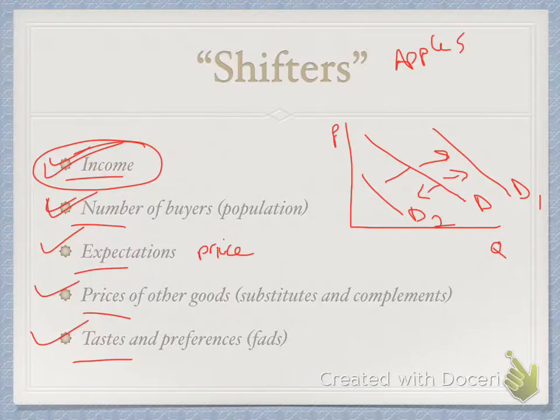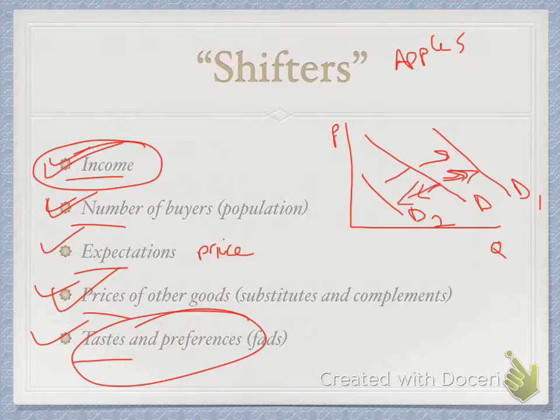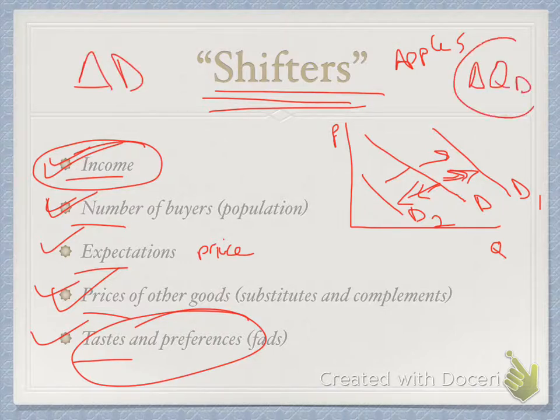We'll practice in class. And the last one, tastes and preferences. It's really cool to eat apples. Demand for apples goes up. Hey, it's really lame to eat apples. Demand for apples goes down. So those are shifters. That means the whole demand curve is changing. There's a change in demand, not a change in quantity demanded. Okay?